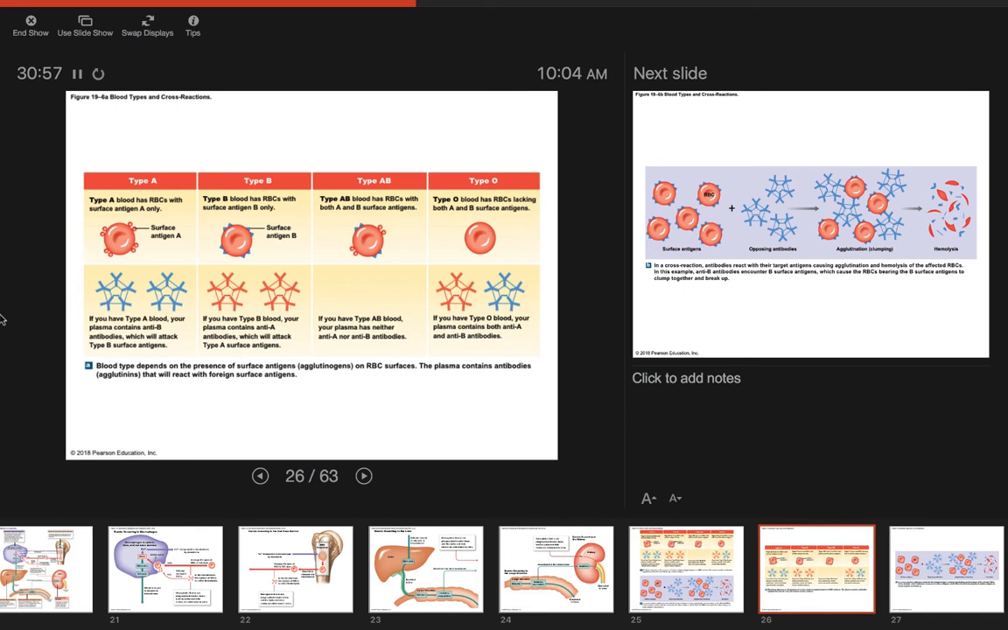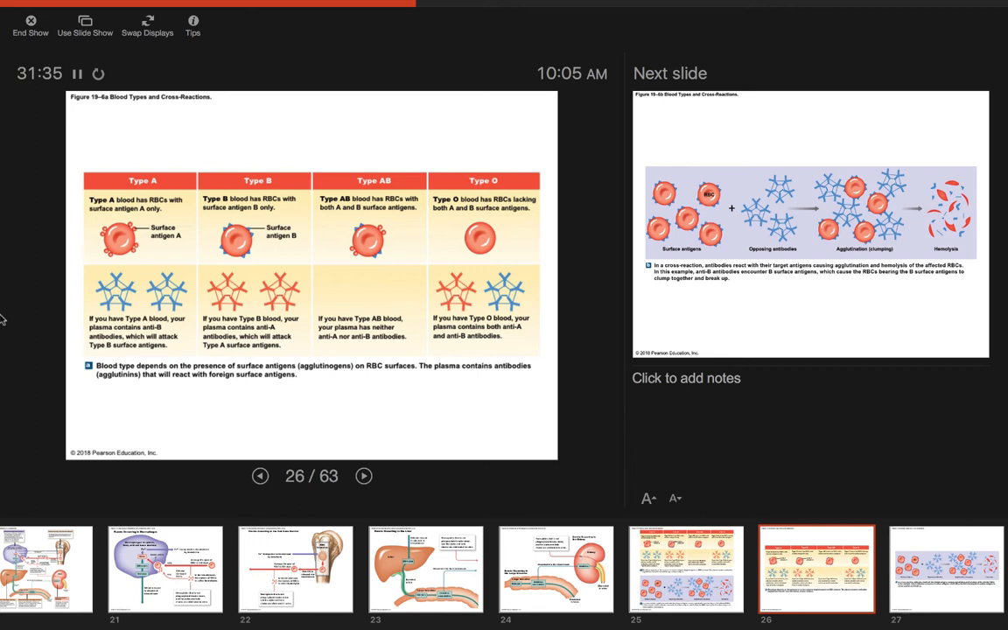So let's talk about blood typing. Every single cell in your body has a name tag on it, and that name tag is an antigen. Those antigens tell your immune system not to attack your cells. If you have a foreign cell that comes into your body, it's going to have a foreign antigen on it, and your immune cells will attack it and destroy it.